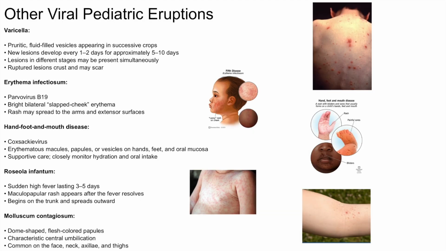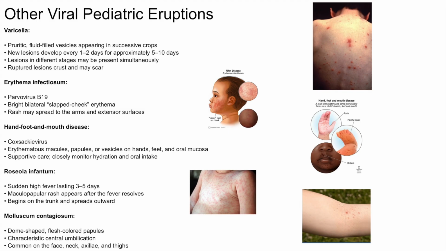All right, varicella causes intensely pruritic vesicles that appear in successive crops, so lesions in multiple stages from vesicles to crusts are visible simultaneously. Erythema infectiosum is caused by parvovirus B19 and produces a bright slapped-cheek rash, followed by a lacy rash on the extremities. Beyond the rash, remember B19 for transient aplastic crises and fetal hydrops.